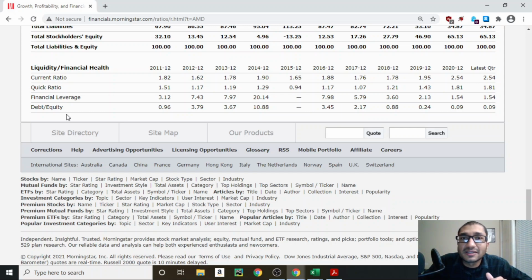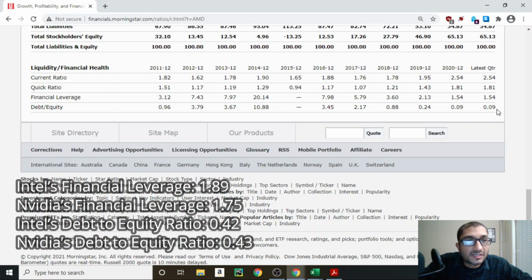Finally, looking at the debt to equity ratio, this ratio compares the company's total debt to its shareholders' equity. Ideally, we want to invest in companies that have a debt to equity ratio of less than 1. It's even better if it's less than 0.5. Back in 2011, the company's debt to equity ratio was at 0.96, and it grew all the way to 10.88 back in 2014. However, ever since 2016, the debt to equity ratio has been decreasing. For the year 2020, it's at 0.09. AMD's most recent financial leverage and debt to equity ratios are in fact a little bit better than its competitors such as Intel and Nvidia.